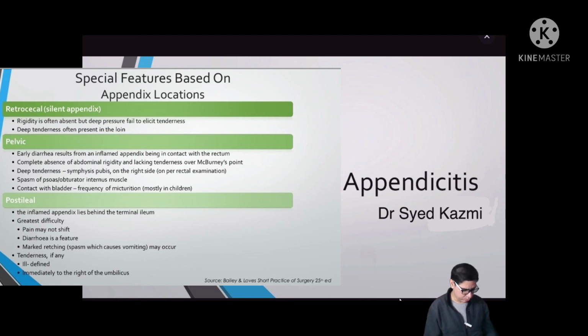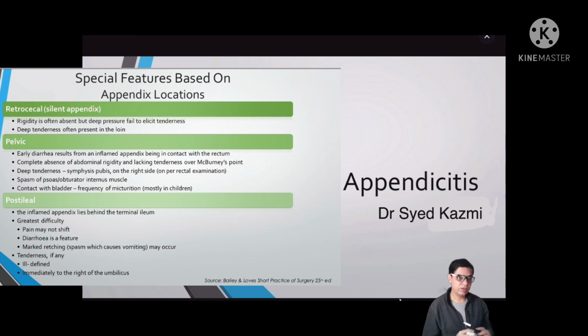Sometimes it might be post-ileal in nature, in which it is hiding behind the terminal part of the small intestine, which is known as the ileum. One has the greatest difficulty in detecting that condition, because pain may not shift. Pain might be present somewhere between the right iliac fossa and the periumbilical region. Diarrhea is not usually present, and sometimes there might be marked retching rather than vomiting.